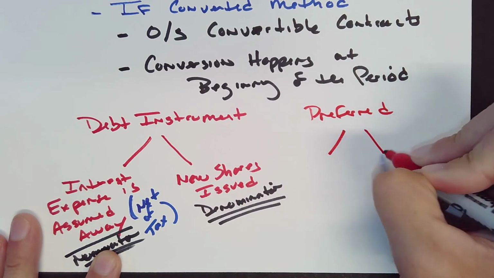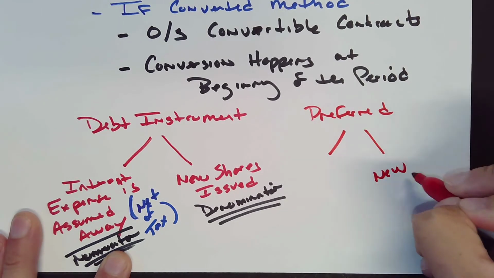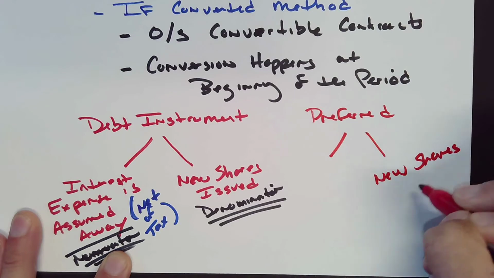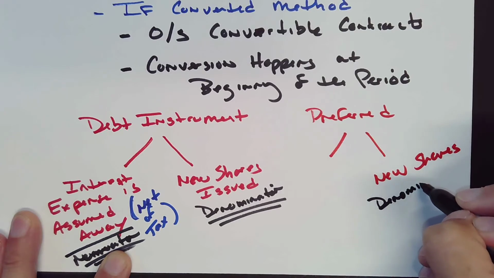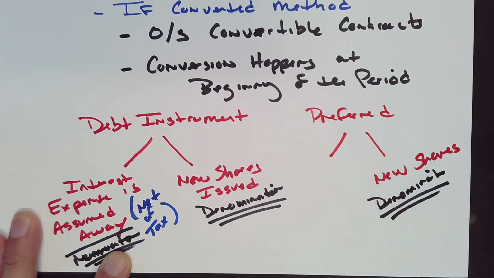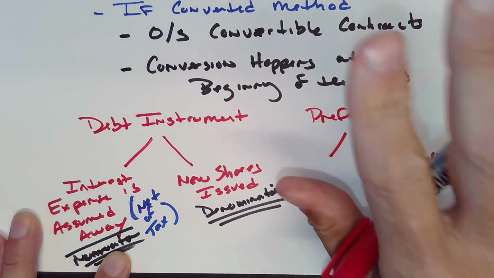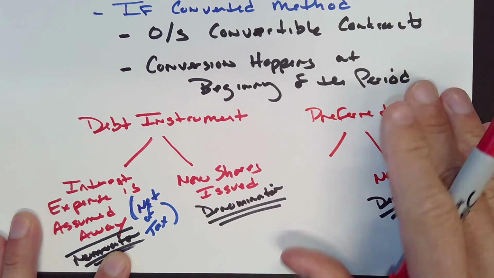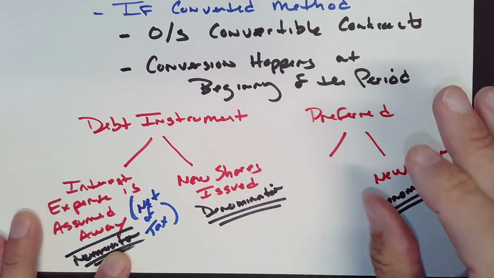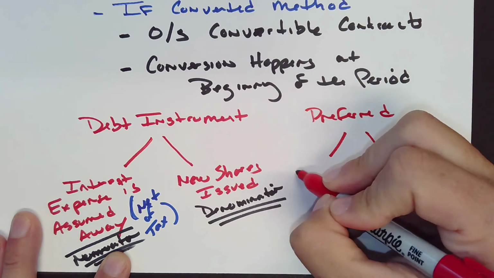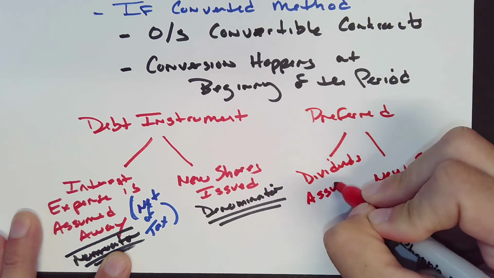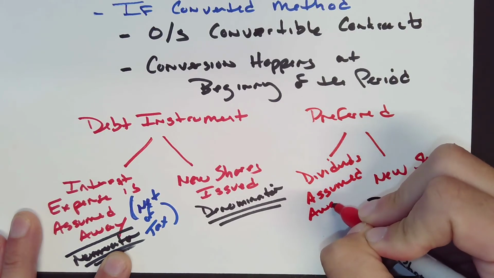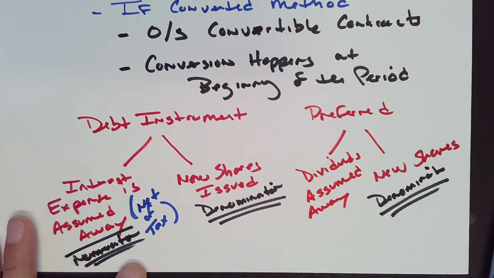Two things are going to happen, right? We know that new shares are going to be issued, right? Denominator. And what else is going to happen? Well, if I pay dividends, right? And that's an assumption. And we'll make that assumption for the moment. If we had dividends to the preferred shareholders, those are assumed away. Or didn't happen. That is a numerator effect.